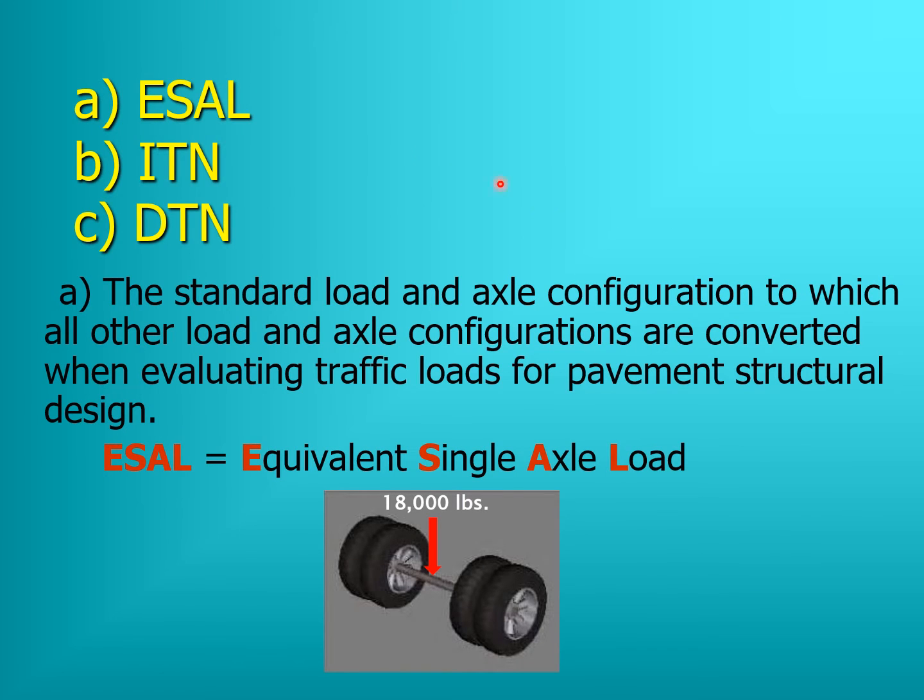Now we are going to discuss three important terms: ESAL, ITN, and DTN. First, look at ESAL, that is the equivalent single axle load. The standard load and axle configuration to which all other load and axle configurations are converted when evaluating traffic loads for pavement structural design.